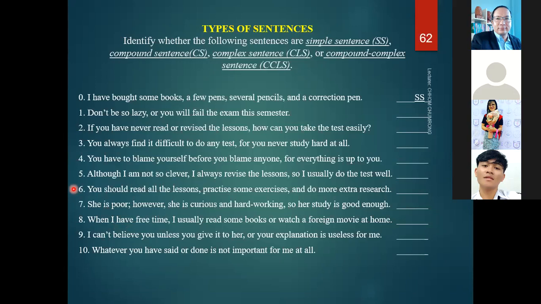Simple sentence. You should read all the lesson, practice more exercise and do. Yeah. Simple sentence with three verb đó bay type of simple sentence này. Okay, good. How about chung si há? Number 7. Yes, teacher. Okay, number 7.